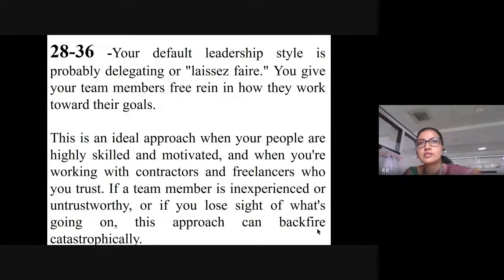And this is the third style, which a few of you would have got. And this is your default leadership style. Whichever has more number of A's, B's, or C's, that is your leadership style, the prominent one, and that is the default. This is called laissez-faire, which means free rein. This is an ideal approach when your people are highly skilled. Otherwise, this is very dangerous, because you are just leaving them alone to do what they want to do. And it applies when you're working with consultants and a lot of outside people, because a lot of outsourcing happens even in education institutions.